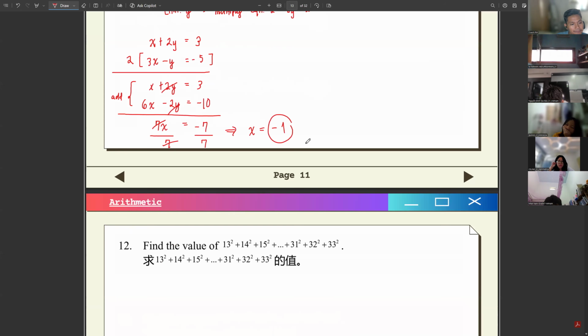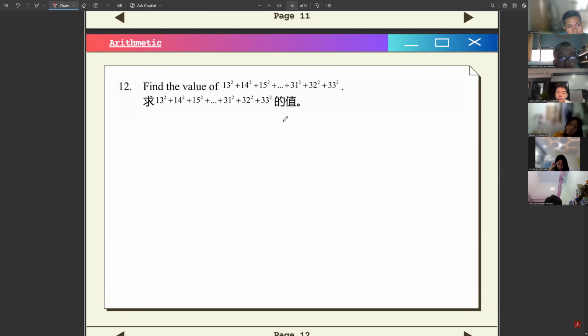Next problem. Find the value of this expression. What do we notice? This is just a sum of squares of consecutive integers, correct? As you can see, these are just consecutive integers and then you square them. 13, 14, 15.